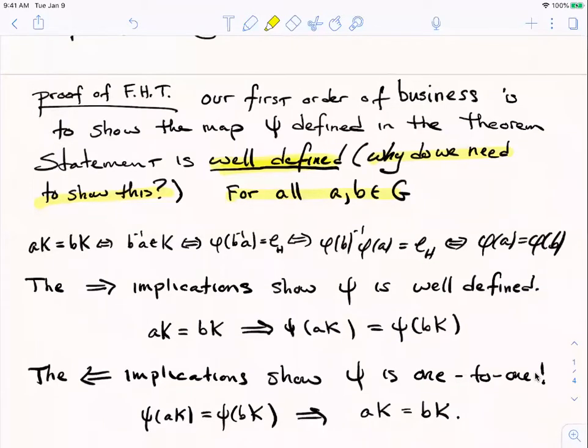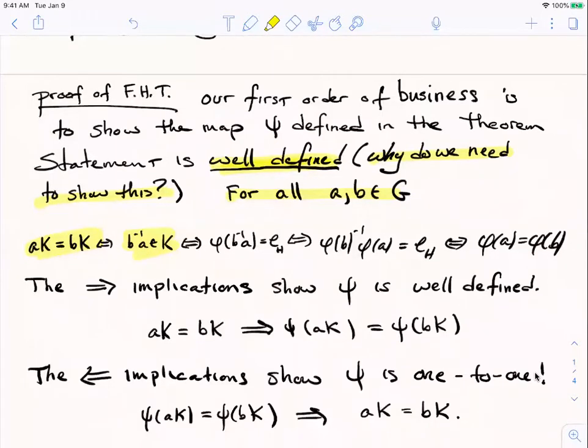All right, so here, let's try it. Take two elements of this group G, A and B, and let's suppose that they represent the same coset. Okay, so the coset containing A and the coset containing B are the same. Let's walk through these implications, double implications. The first one, that's the definition of coset equality. Two cosets are equal if and only if the product of the representatives is in the subgroup with the inverse on the left. These are left cosets.